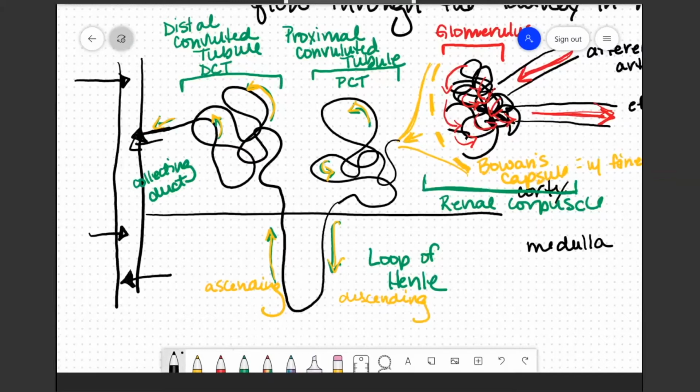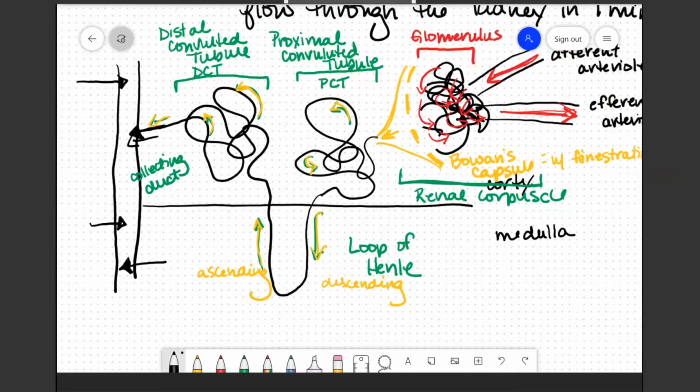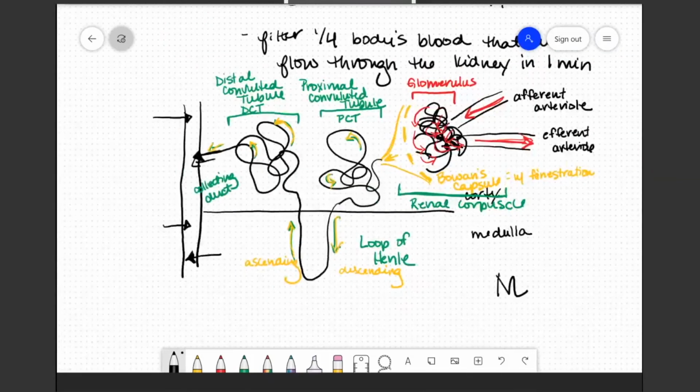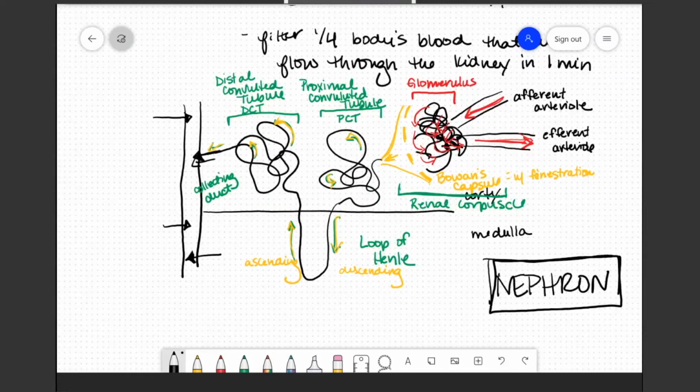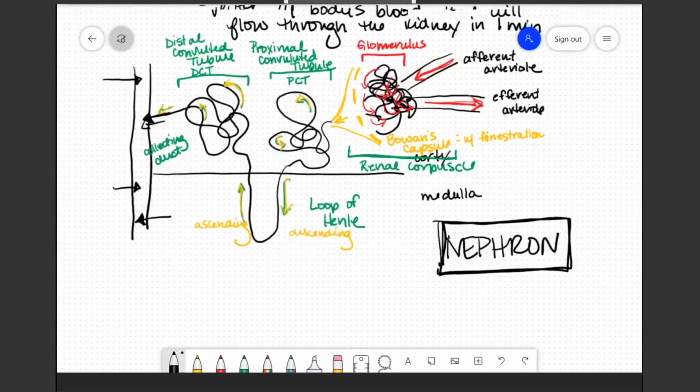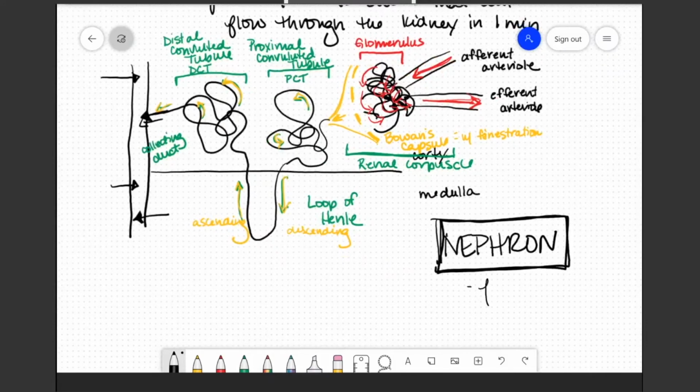So this structure right here is called the nephron. And the nephron is going to be the part of the kidney that will actually filter blood. So this is what it looks like. Or it will actually filter all of the plasma. Your nephron is the main structure that will take care of that. And this is how it works.